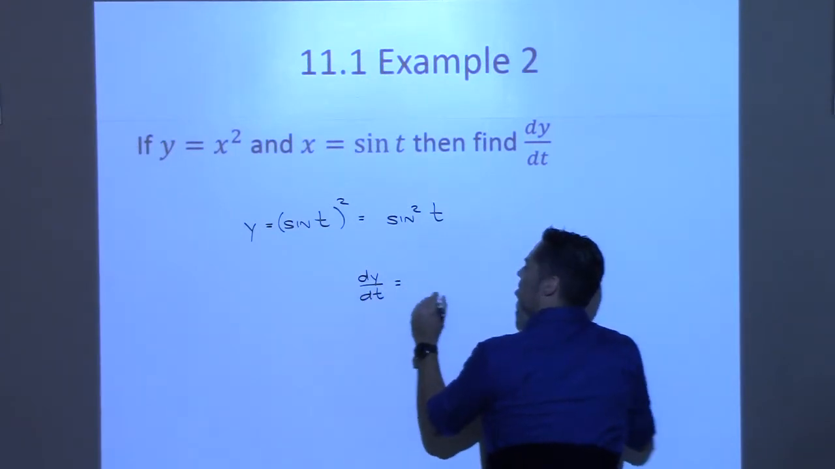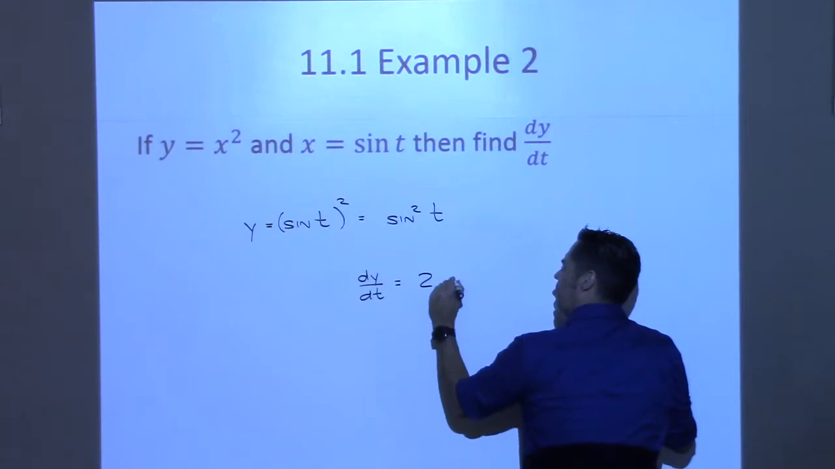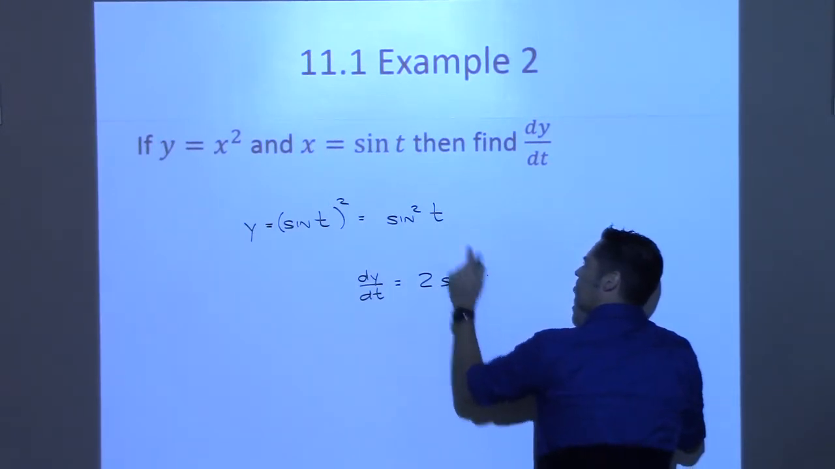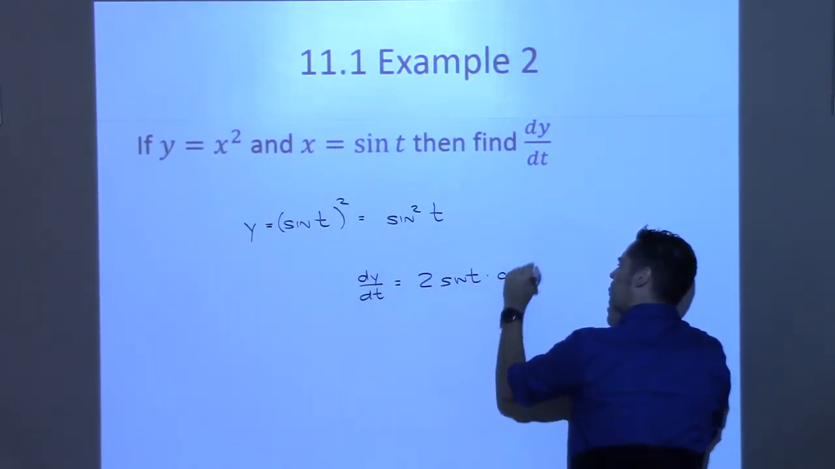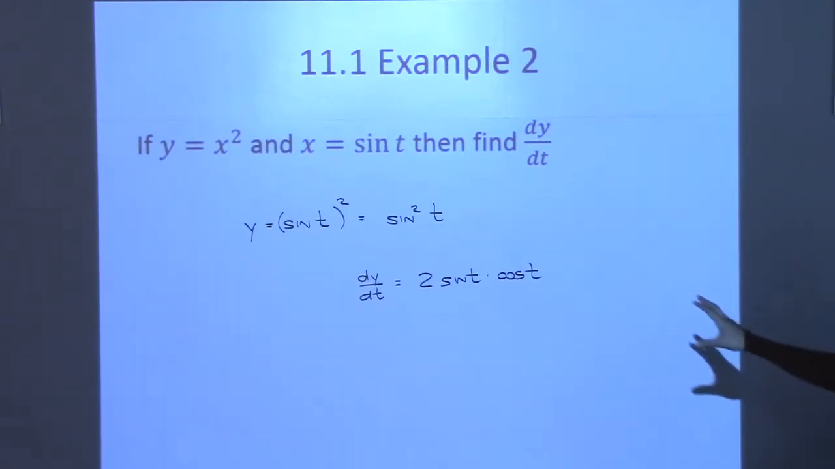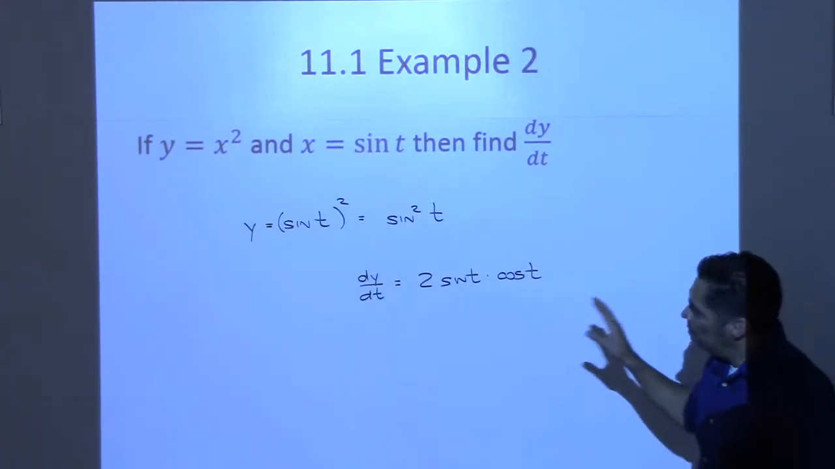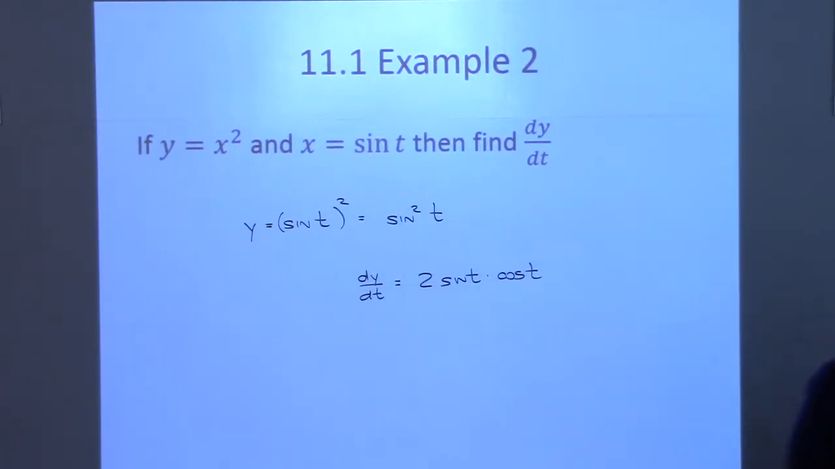and that would be chain rule, right? We have to do 2, and then sine t, and then times the derivative of sine, which is cosine t. And that's actually a double angle identity, but who cares? I mean, that would be our chain rule, right? We all agree? But I want us to look at it a different way.